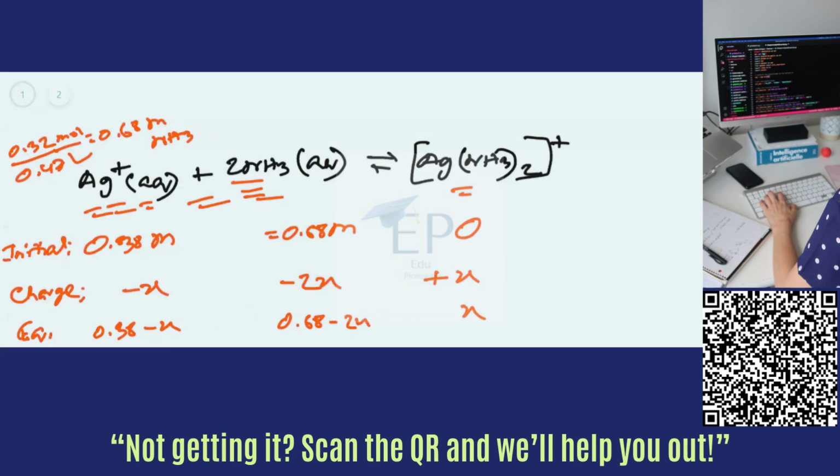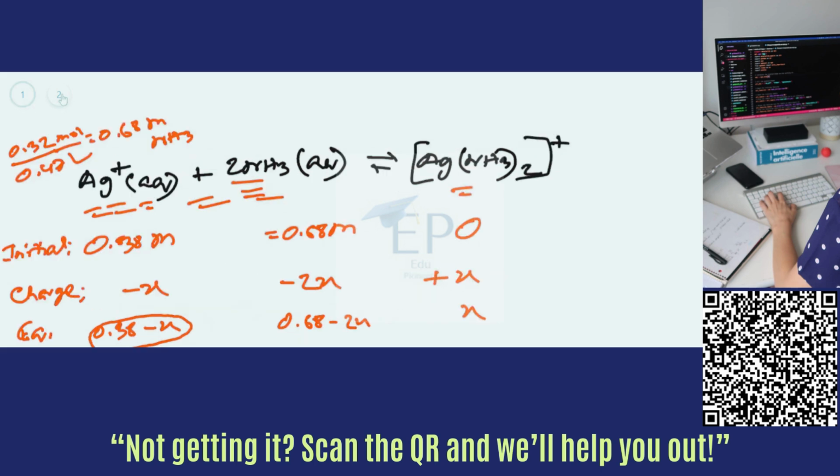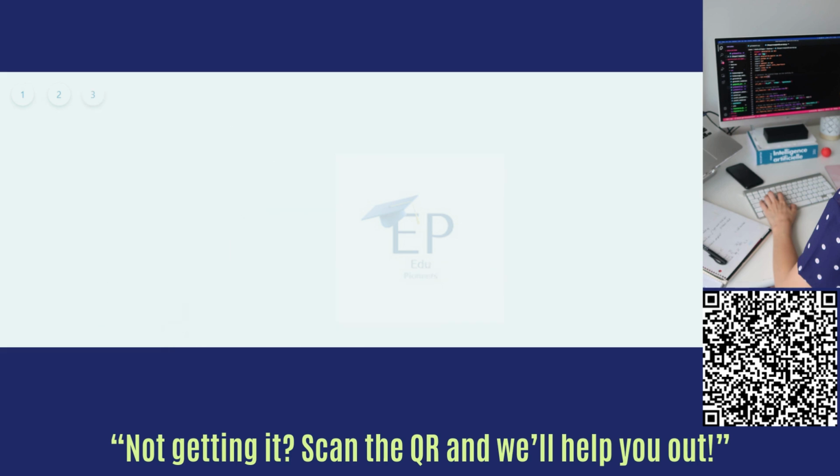Among these three values, 0.38 is not possible, because if this is the value of x, then we will have all the silver ion consumed in the equilibrium concentration. And 0.3404 is also not possible, because if we multiply it by 2, it will go beyond our ammonia initial concentration. So the only possible value of x here is 0.3396. Using this value, we can now calculate the equilibrium concentration of all the species.